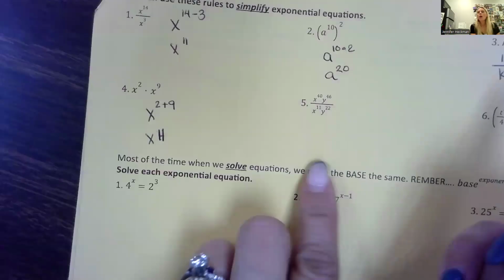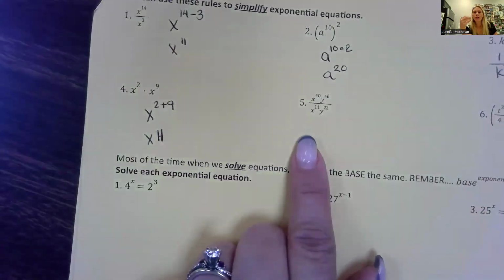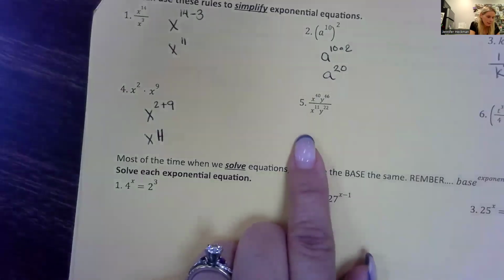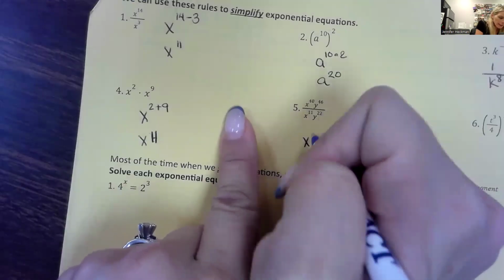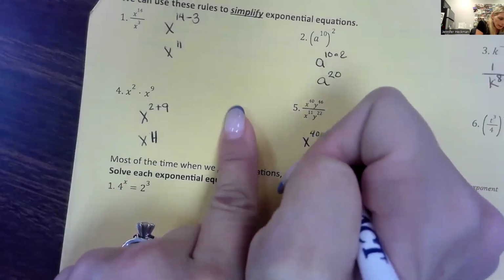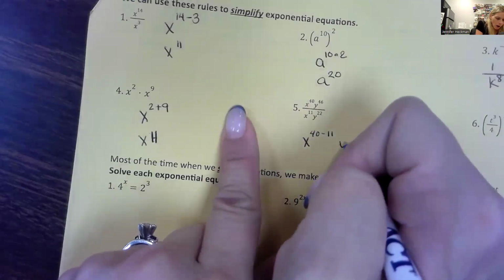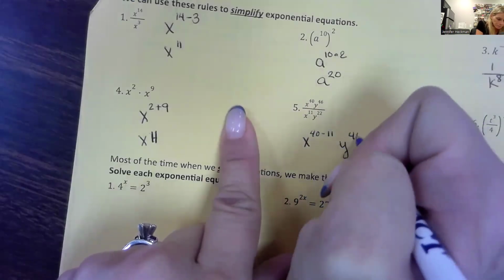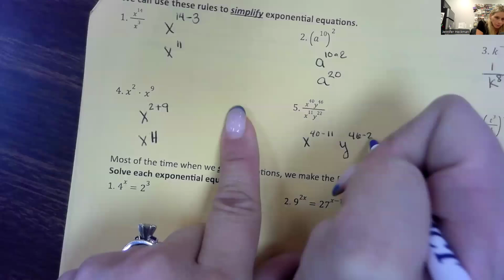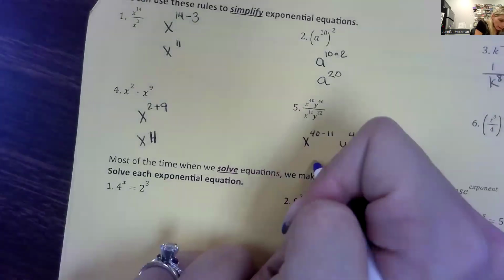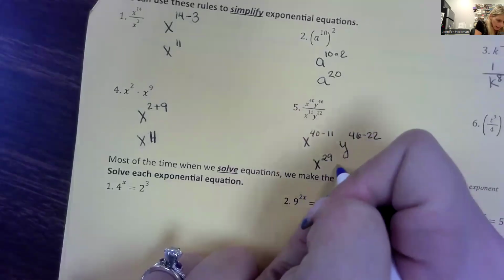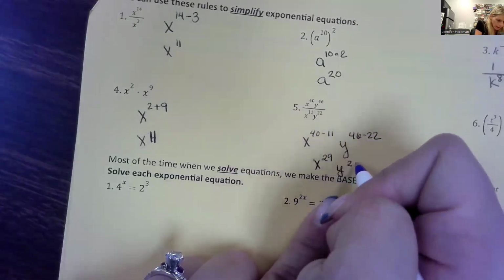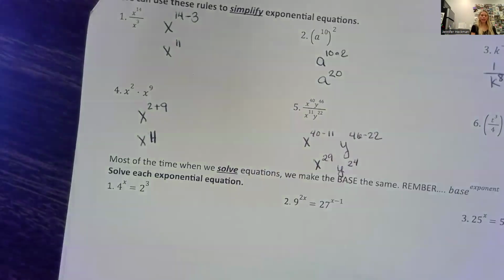Okay, now here, when we're doing multiple variables, multiple bases, remember you can only do it to the same base. So when I look at this and I see the division, remember division is we're subtracting. So I go 40 minus 11. And for y, I do 46 minus 22. Okay, so our answer is x is what? 29, x to the 29, y to the 24th, and that is our answer.